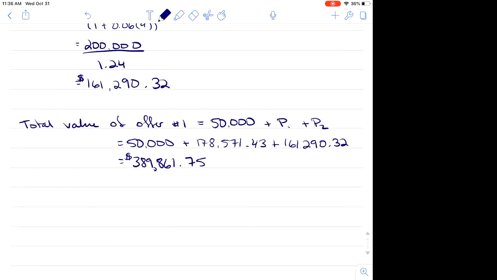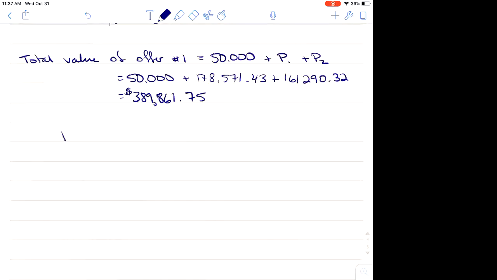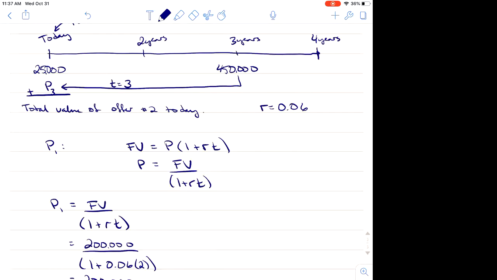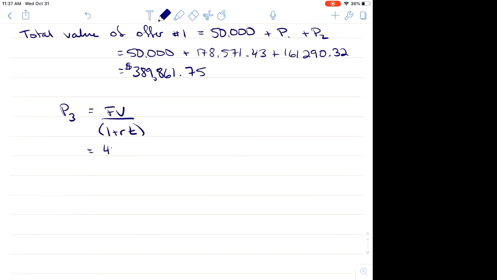So now let's find P3. P3 is the future value over 1 plus RT. The future value, oh, I wish I could remember, 450,000. And T is 3. So 450,000 over 1 plus 0.06 times 3, plus 1. So I get 450,000 over 1.18.